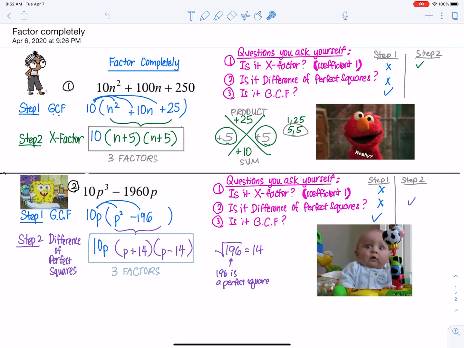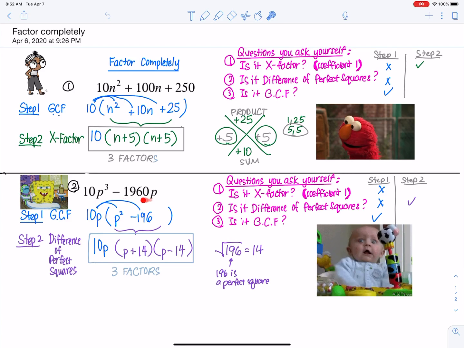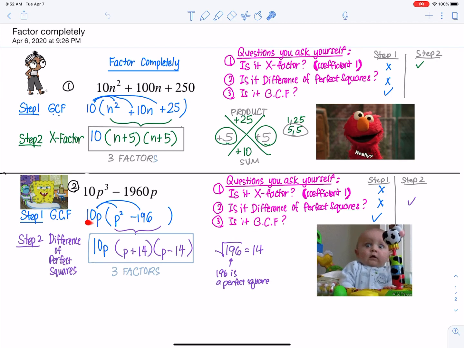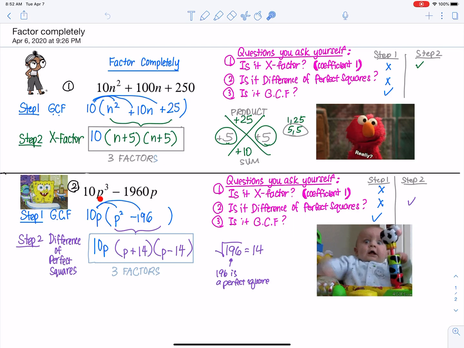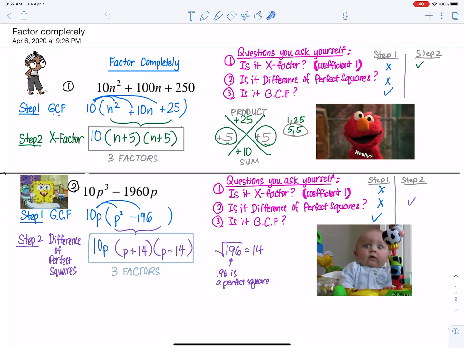So that doesn't work. And then the next question you ask yourself, is this GCF? And while 10 and 1960, they're both divisible by 10. So that's a GCF. Here we have p to the third, so that means p times p times p. And here we have p. What was the common number of p's we have? 1p. So the GCF here is 10p. Now we do the distributive property. 10p times what term gives you 10p to the third? Well, we already have the 10. We have a p. I want 3 of them, so I need 2 more.